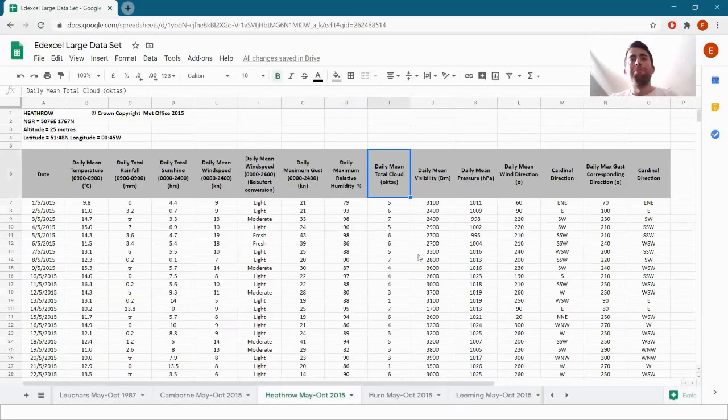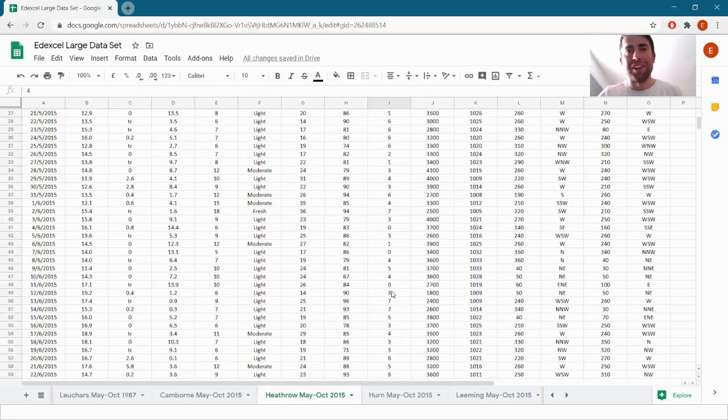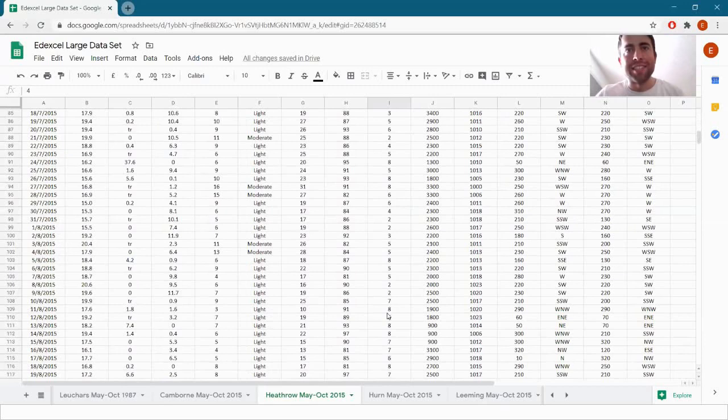We've got mean cloud cover. Now that's measured in a unit called octas, which is how much of the sky is covered in cloud measured in eighths. So if it says 4, that's 4/8, which is exactly half of the sky that's covered in cloud. If it says 8, can we find an 8? Oh, I just saw one, that means that it was totally cloudy that day. The whole sky was covered in cloud.